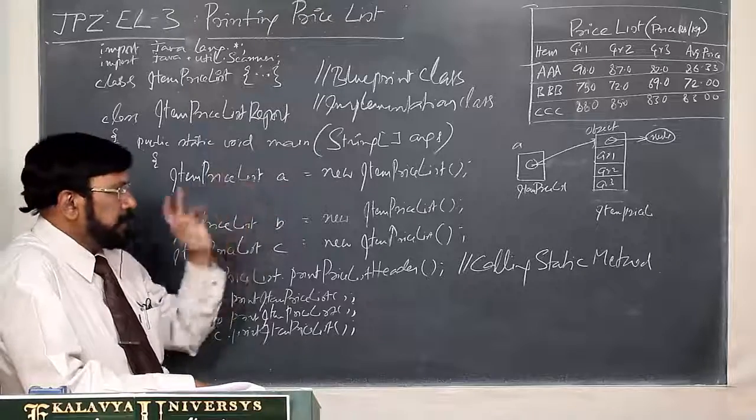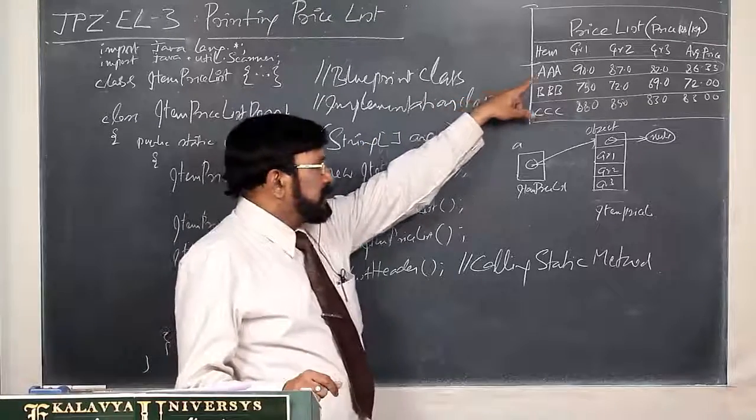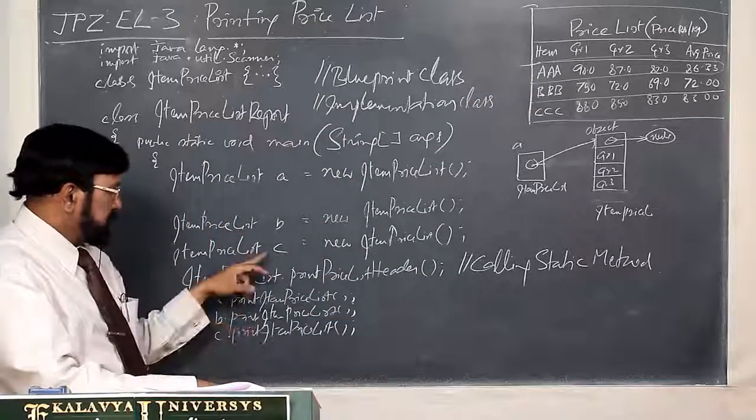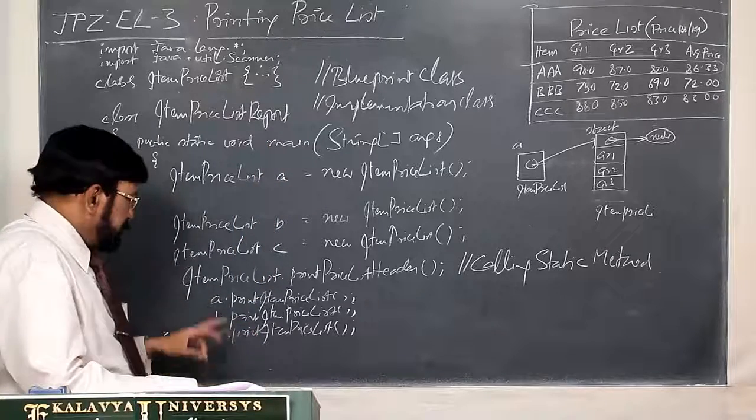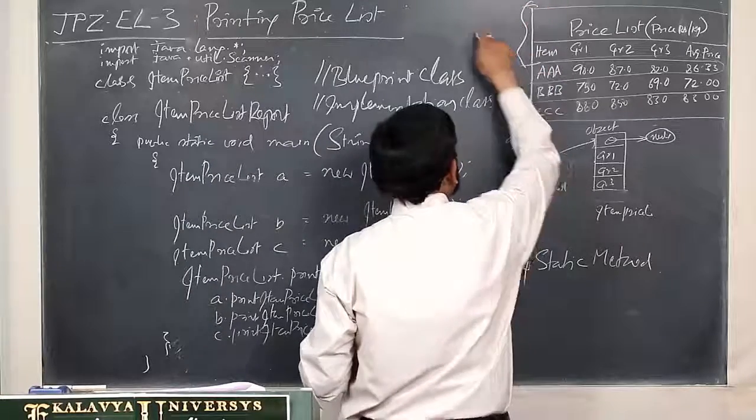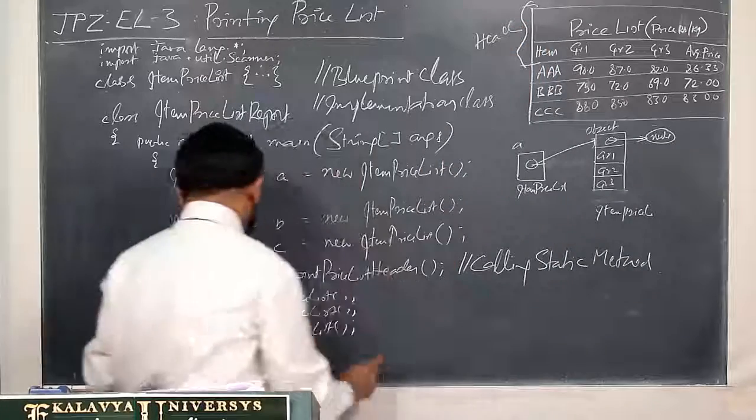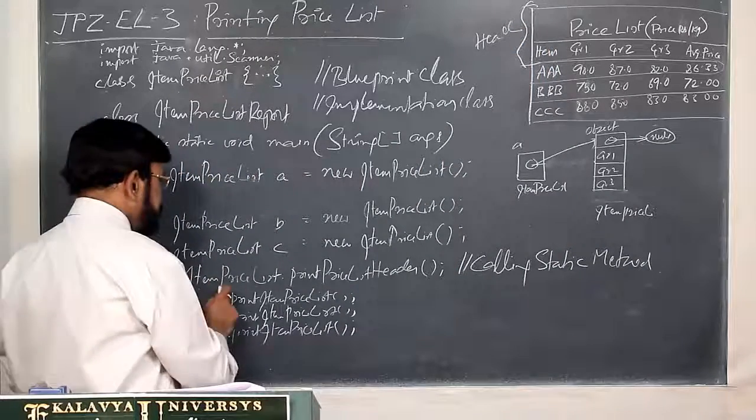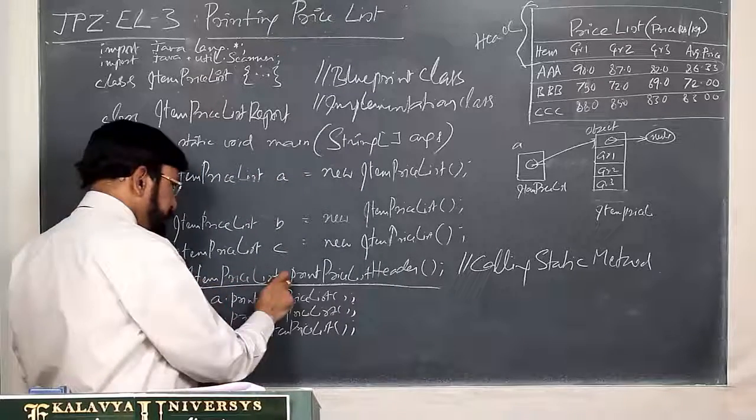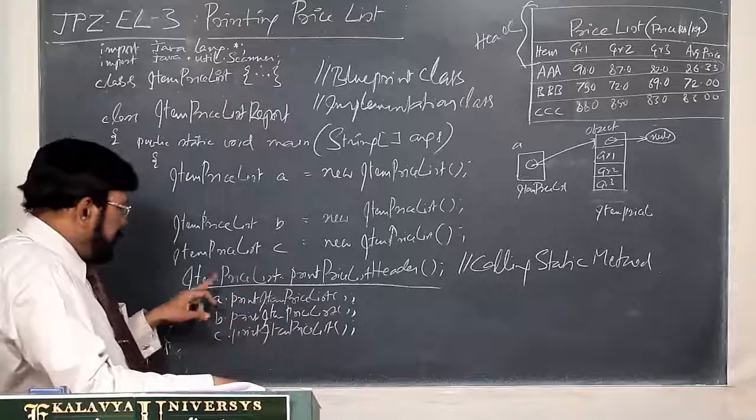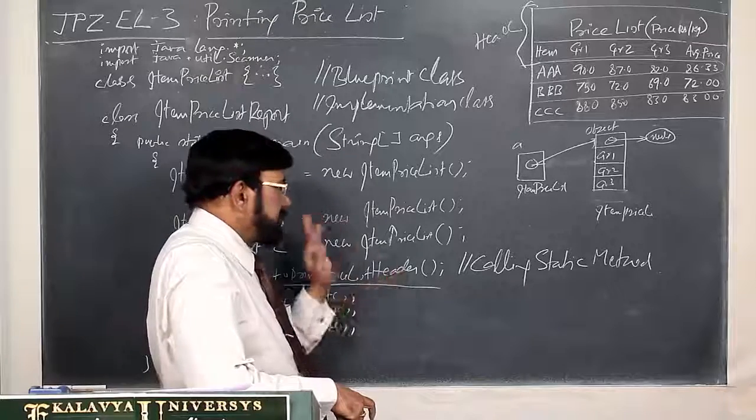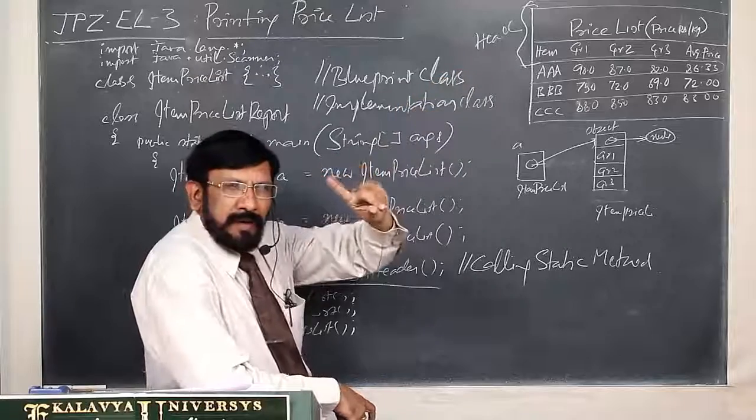Now ItemPriceList A object we created. Next B, the second one, we created. C, the third one, we created. Thereafter, in order to print the header, we are calling the static method. See, as it is a static method, how are we calling it? Via the class name, not via the object name. So ItemPriceList dot printPriceListHeader. As a result of that, it is printed.